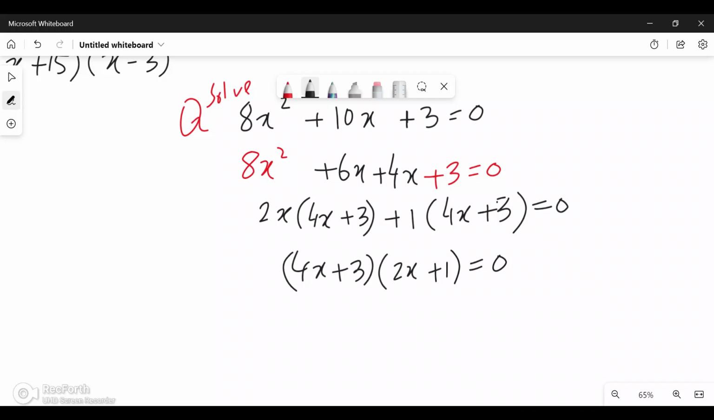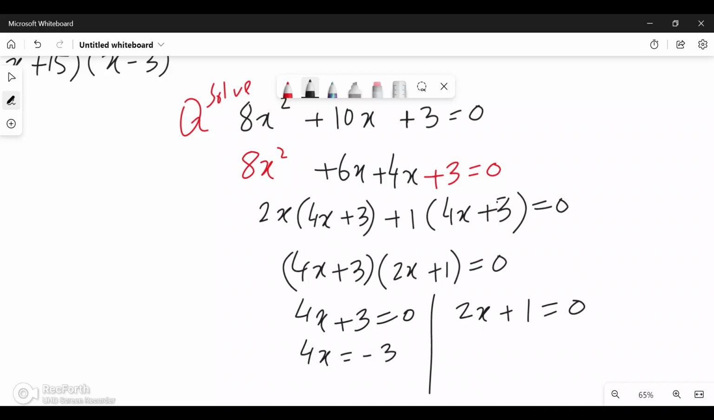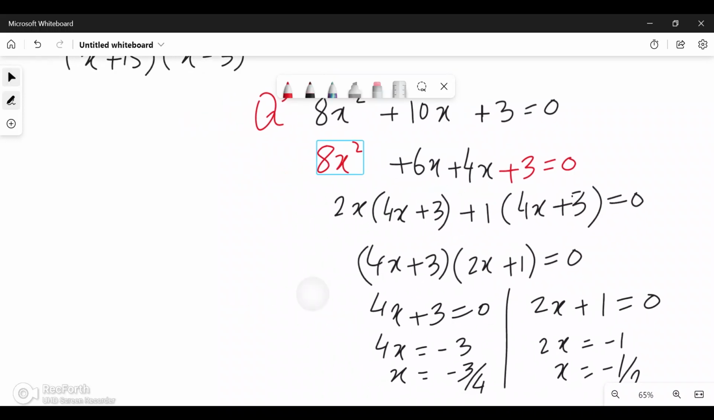At this stage, when you have the two factors and they both are equal to 0, you will take them equal to 0 separately: 4x plus 3 equals 0, and 2x plus 1 equals 0. Now just isolate the x from both of the equations. Here we will get 4x equals negative 3. Positive 3 is shifted to the right side, it becomes negative 3, and 4 will be shifted there as well, so it will be negative 3 over 4. And in this case we will get 2x equals negative 1, and x will be negative 1 over 2. These are the two possible values of x. So in this way we can solve the quadratic equation.